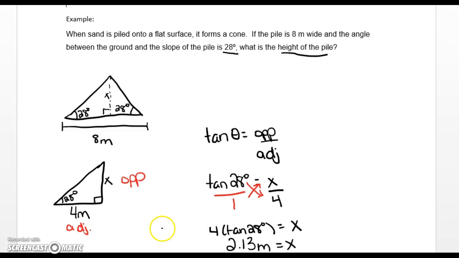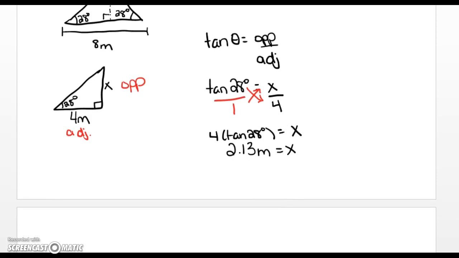The question asks us to find the height of the pile, and that was x here. So we have found the answer to this problem, and now we just need to answer it using a sentence. We could say the height of the pile is 2.13 meters.